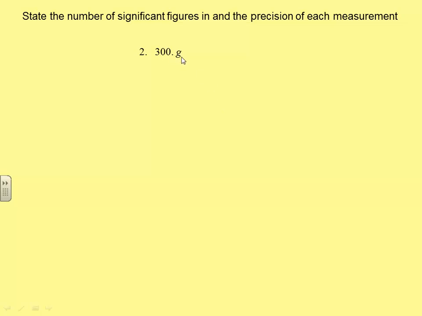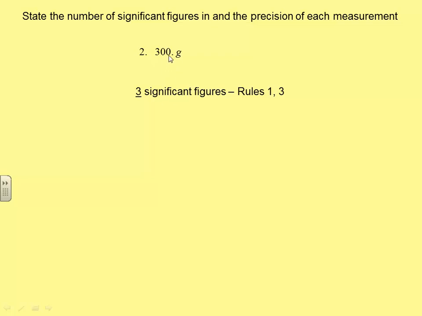300. grams. Well, the 3 definitely counts. Do the zeros? Yes. Why? Rule 3. There's a decimal point, and they are after the non-zero digit. Again, it doesn't matter where the decimal point is. It matters where the zeros are. They are after the non-zero digit, so they count when there's a decimal point.